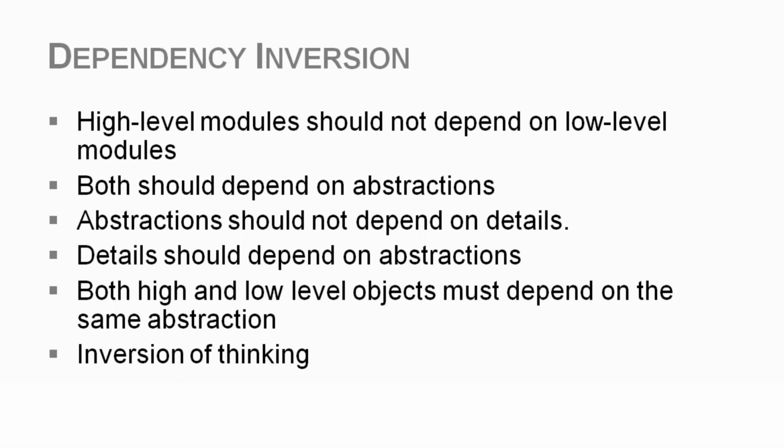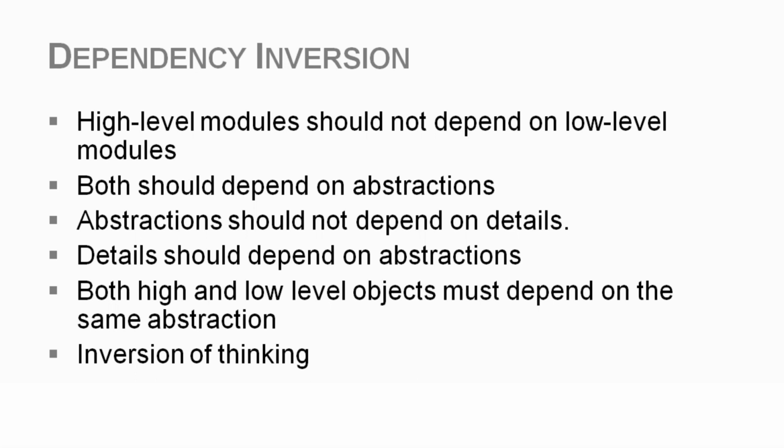So what we're really saying is that both the high and the low-level objects must depend on the abstraction. And that way, those two objects are not coupled. It's basically an inversion of thinking. Quite often we think of high-level modules being parents and lower-level modules being children.